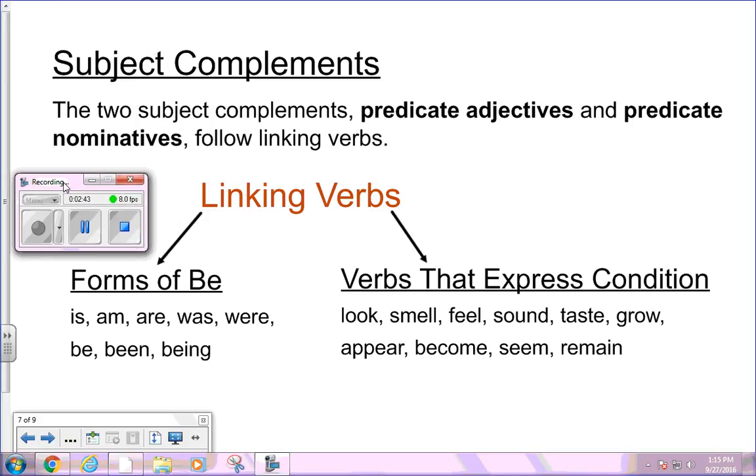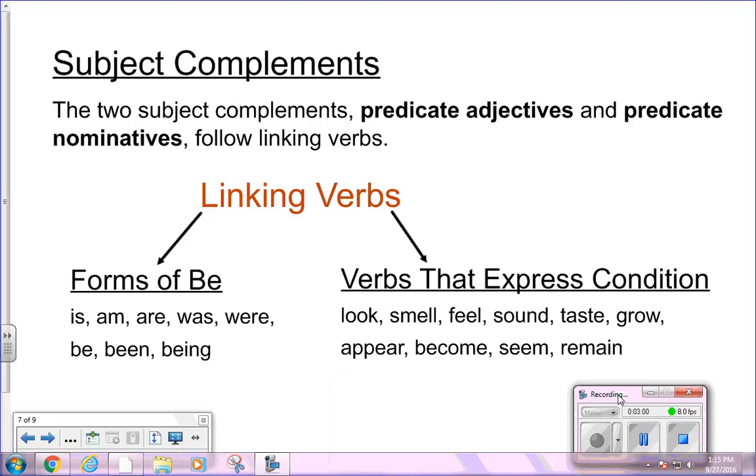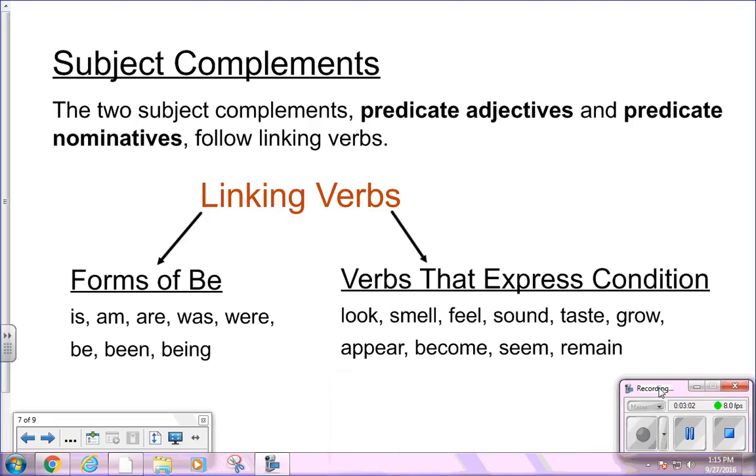Now, within our subject complements, we said that there are predicate adjectives and nominatives. We need to review the linking verbs that are going to indicate that there are subject complements in a sentence. The most obvious list is probably the forms of be that you are all familiar with. Those verbs include is, am, are, was, were, be, been, and being.